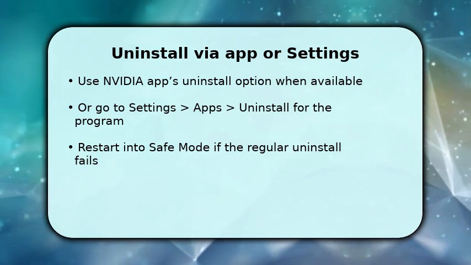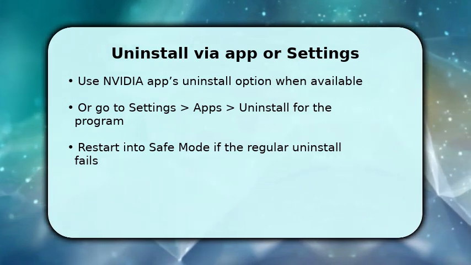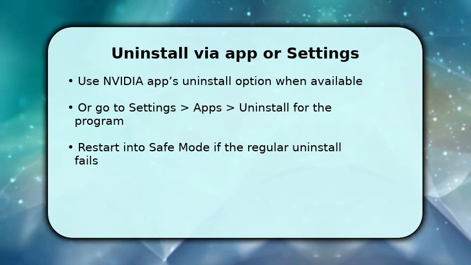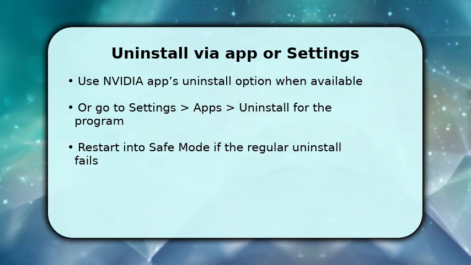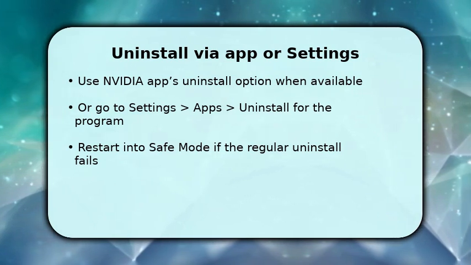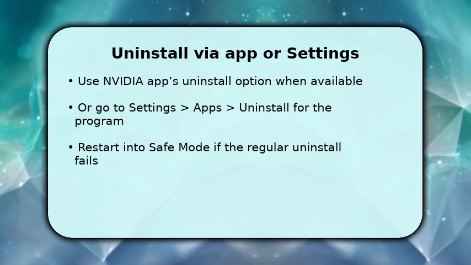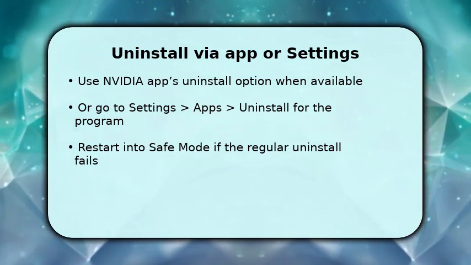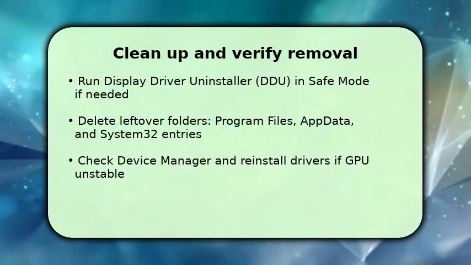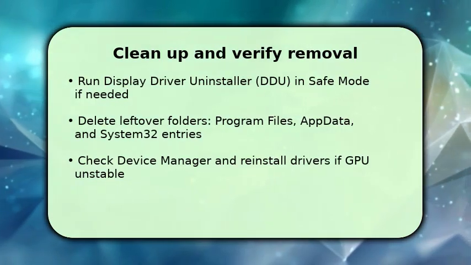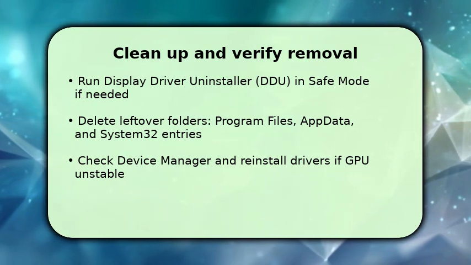If the standard route fails, restart into safe mode to run the uninstaller, which avoids locked files and allows removal of stubborn driver components. Finally, verify removal by checking program files, app data, and system folders for leftover Nvidia entries and remove them manually. You do this because installers sometimes leave configs.